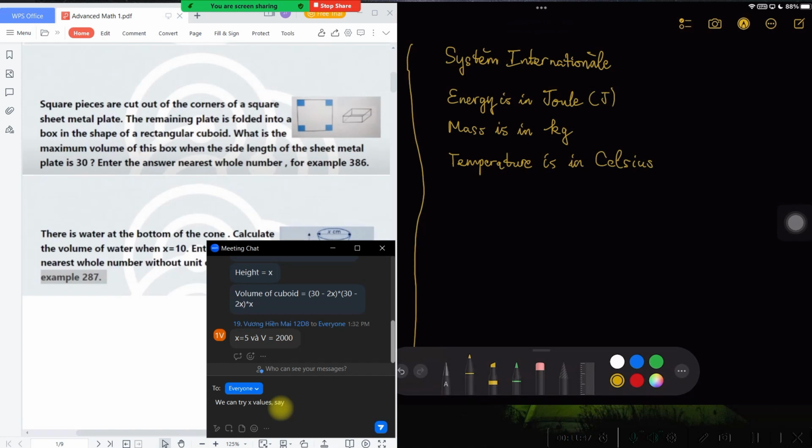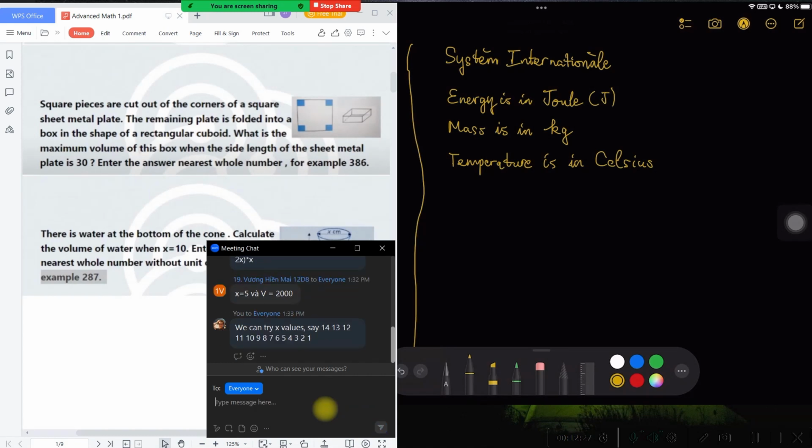Let's say how much? x cannot be 15, because otherwise we would not have the cuboid. If x equals 15, we can't have this box, because 15 times 2 is 30. If the two x's add up to 30, we wouldn't even have this shape. So let's say x is 14, 13, 12, 11, 10, 9, 8, 7, 6, 5, 4, 3.